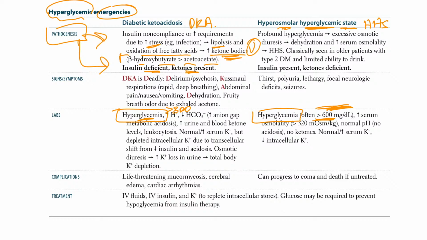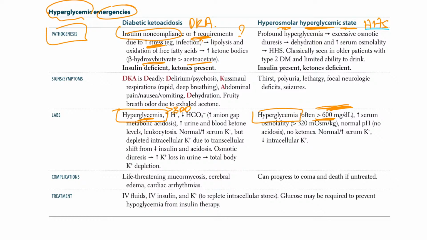Again, let's go back to pathogenesis. What do we talk about? Simple thing. Either you don't have insulin, insulin non-compliance, you're not taking your insulin, or there's an increase in requirement, but you don't have that much. And why would you have increase in requirement? Because there is an increase in stress. So all of that is essentially saying when you have absent or deficient insulin, it's going to go into lipolysis. Free fatty acid will go into the blood, causes increase in ketone bodies, which are going to be your beta hydroxybutyrate greater than acetoacetate.